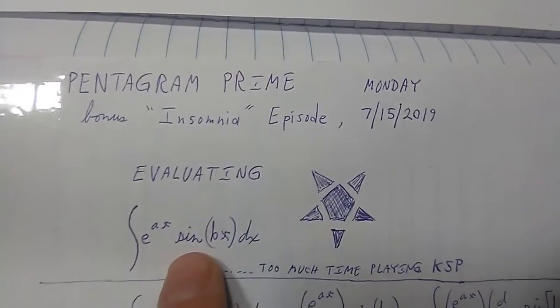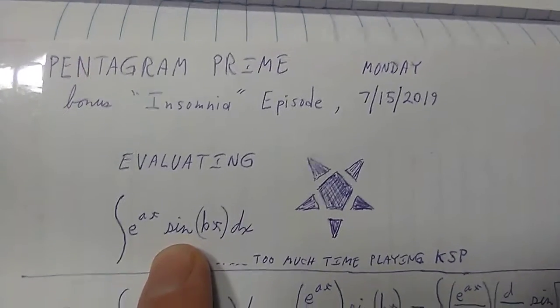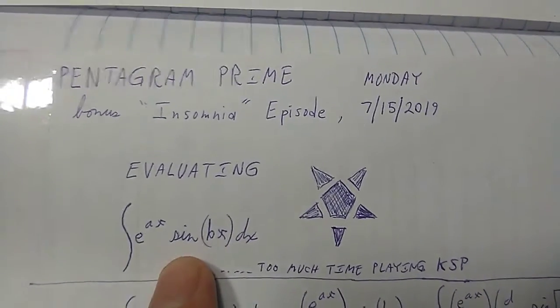So we are going to evaluate the integral of e to the ax multiplied times sine of bx.